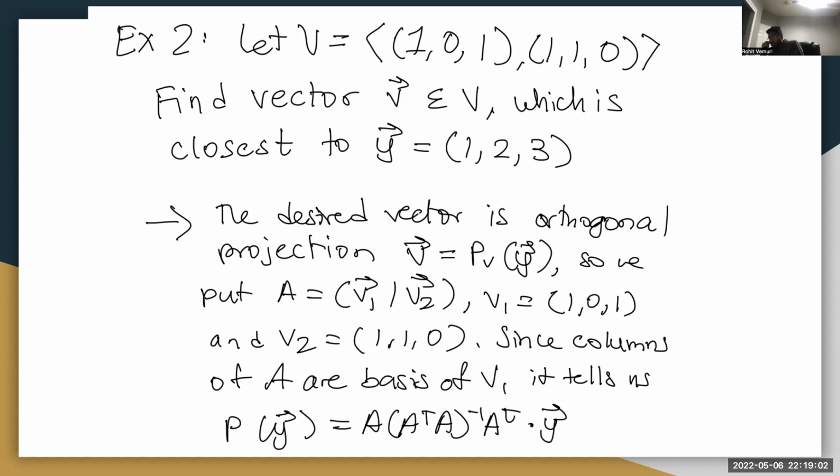We have V equals (1, 0, 1) and (1, 1, 0). We want to find the vector v in V which is closest to y. We know that the vector we're trying to find is an orthogonal projection. So we want to put A as v1 and v2, where v1 is (1, 0, 1) and v2 is (1, 1, 0). Since the columns of A are the basis of V, that tells us the projection.